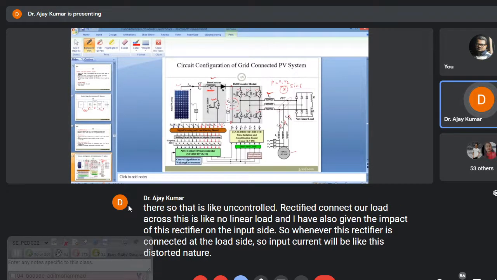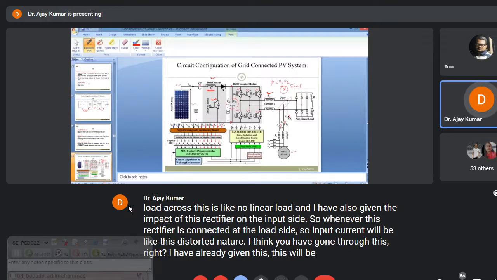I think you have gone through this, right? I have already given this. This will be the input waveform because of this rectifier.